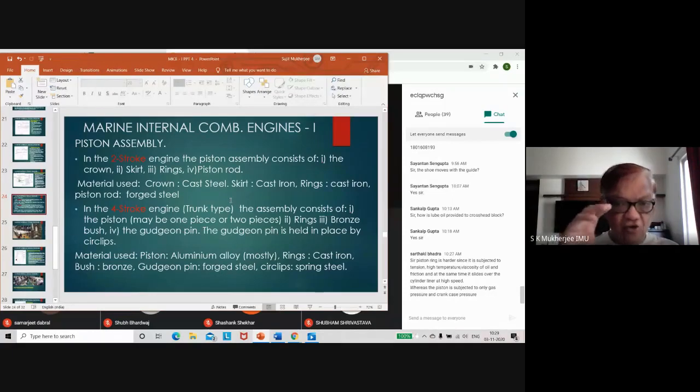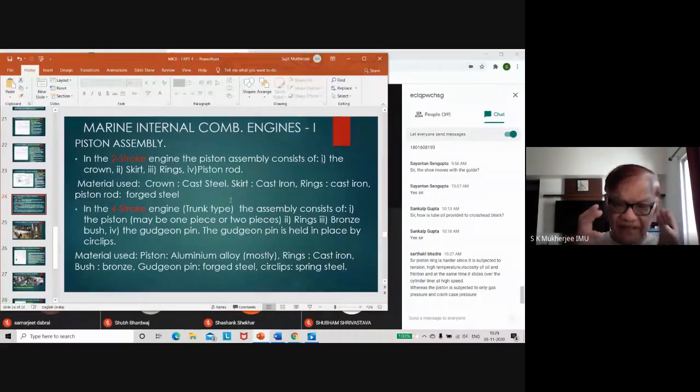So they are using a two-piece piston where the top part is made of cast steel, and the lower part is made of either aluminium alloy or cast iron. So you have the benefit of taking high stresses, mechanical and thermal, and at the same time providing lightness in weight. For four-stroke medium-speed engines and high-speed engines, the key element in the piston design is its weight. You cannot afford to have a heavy piston. If you have a heavy piston, then the bearings will fail.